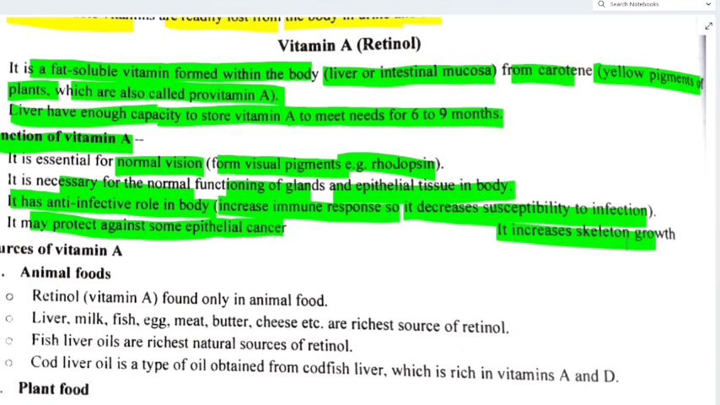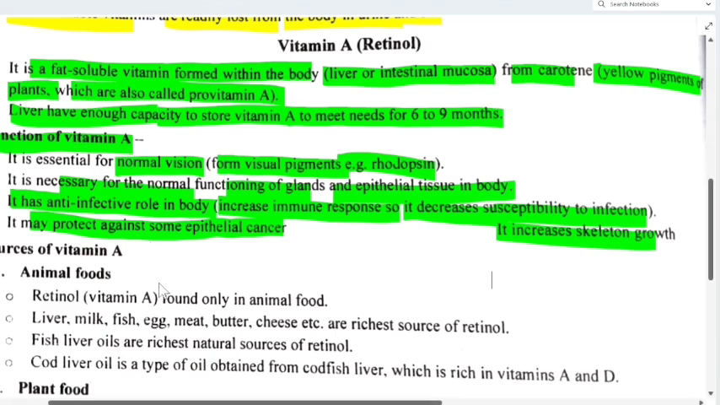So what are the functions now? It is essential for normal vision. Form visual pigments, example is rhodopsin. Then it is necessary for the normal functioning of glands and epithelial tissues in the body. It has an anti-infective role in our body, increasing the immune response, so susceptibility to infection is decreased. Then it may protect against some epithelial cancer also, and it increases skeletal growth.